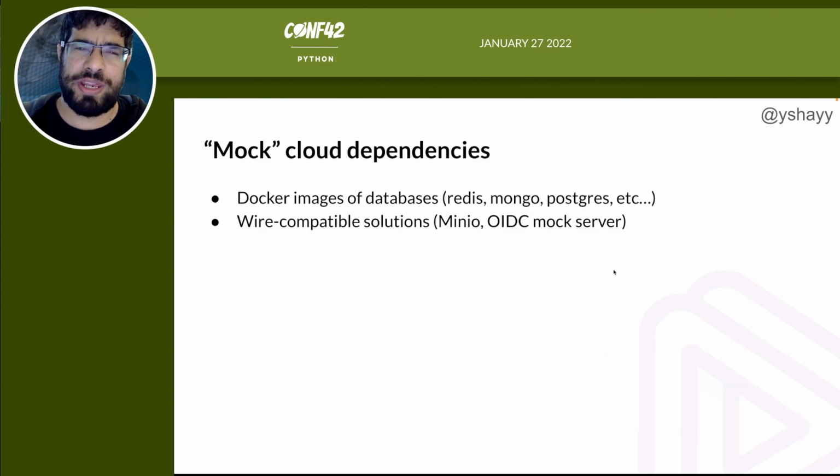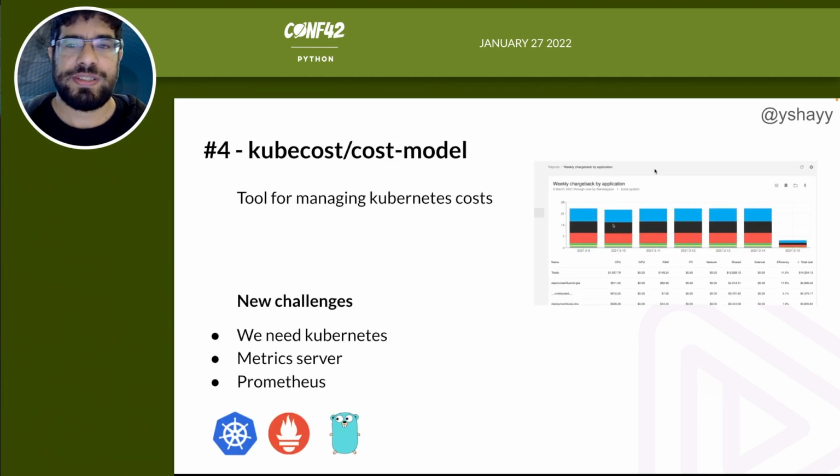Also in Tweak, we mock cloud dependencies. So the reason the application works is because we have the Docker images of the database. So we have an image of Redis there that is running, an image of NATS. We also use wire compatible solutions for other dependencies. So Tweak uses Amazon S3, but here we use Minio, which is S3 compatible, and we use an OIDC, OpenID Connect mock server, which is compatible with Google SSO. So that's the reason we can have a great local development experience.